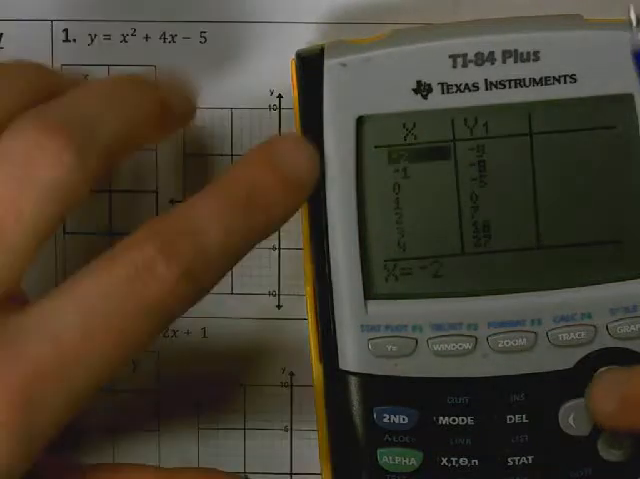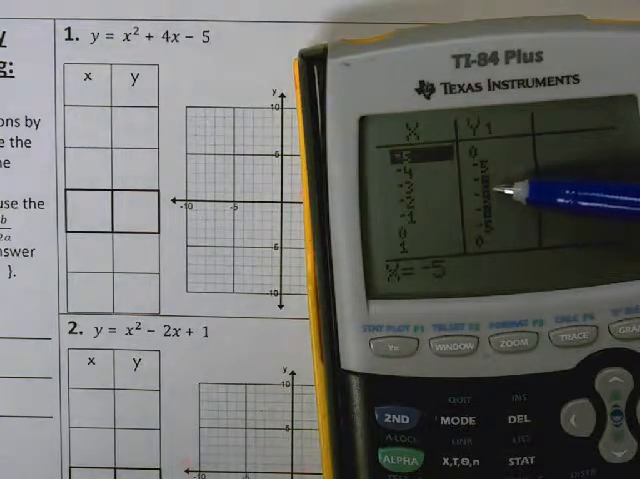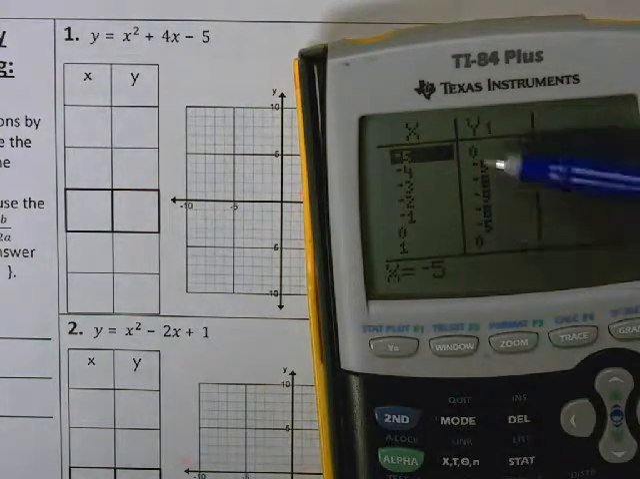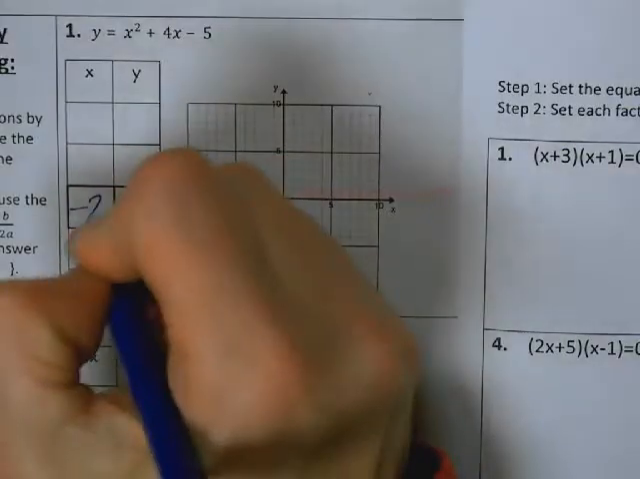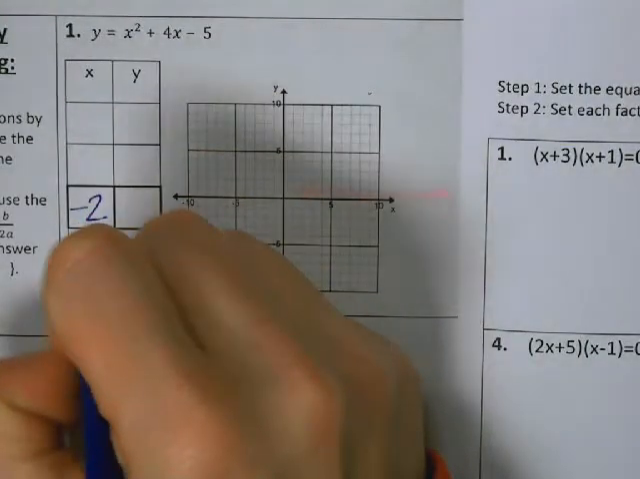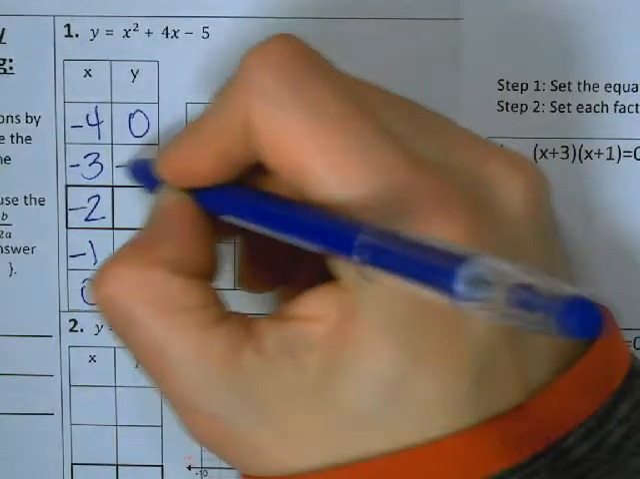So when we look at the table and I arrow up to -2, do I see the pattern at -2? So it's got -8, -8, -5, -5, 0, 0. So that means that's my vertex. So -2 goes in the middle, and then you just copy down.